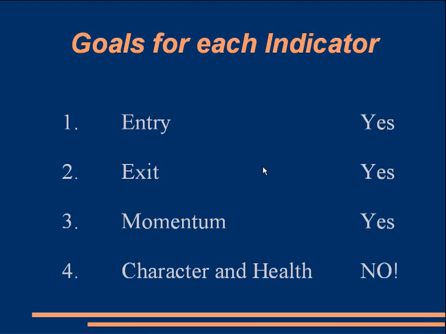So how does the alligator stack up to the rest of them? Well, it pulls ahead. It does provide an entry. If you do further research and backtest this further, you will see that it does provide a pretty good entry, but it's not fast enough in my opinion. The exit signal is much better. It does give a good exit signal. It does show momentum, limited. The character and health, it's no better than plotting 2 moving averages.